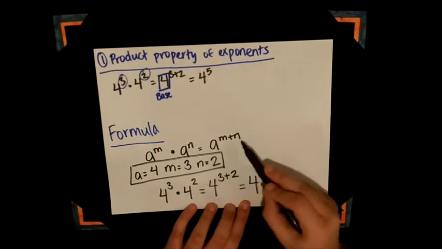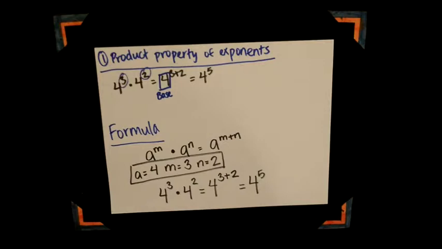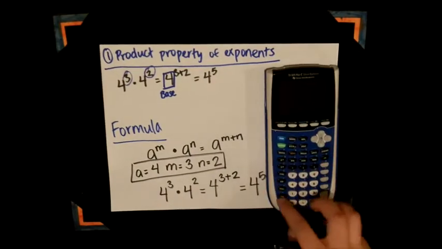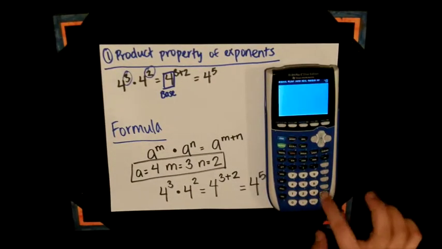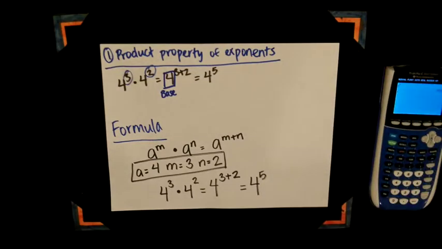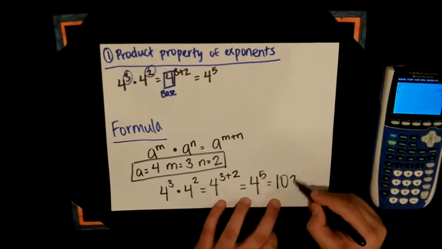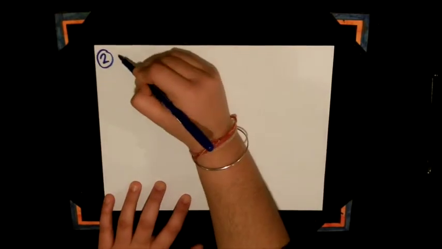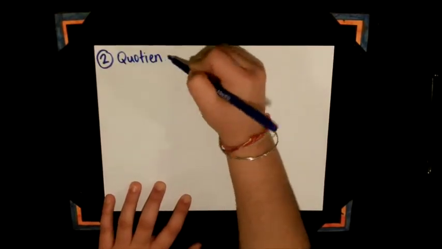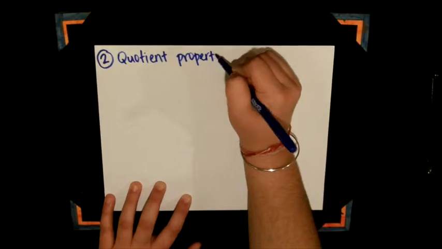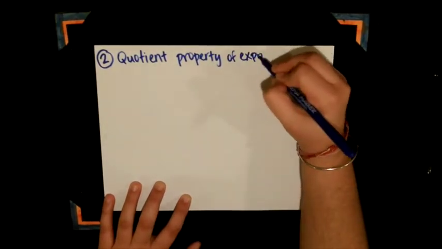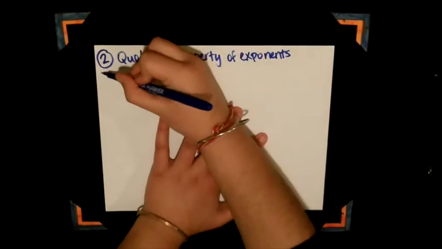Now let me bring out the calculator. 4 to the fifth equals 1024. Number 2. Quotient property of exponents. Let me start with an example.